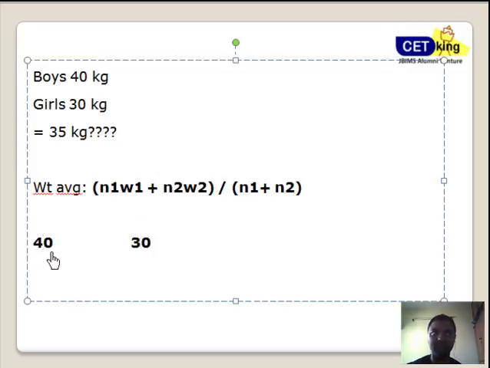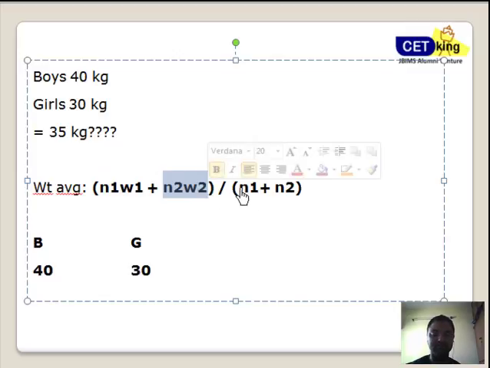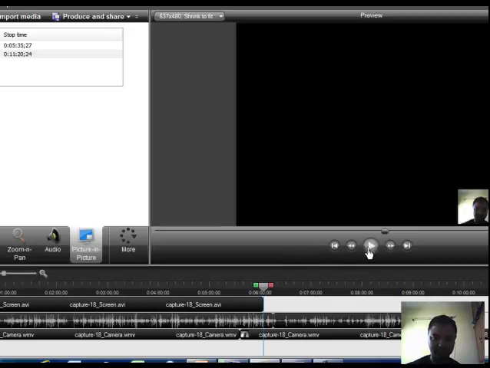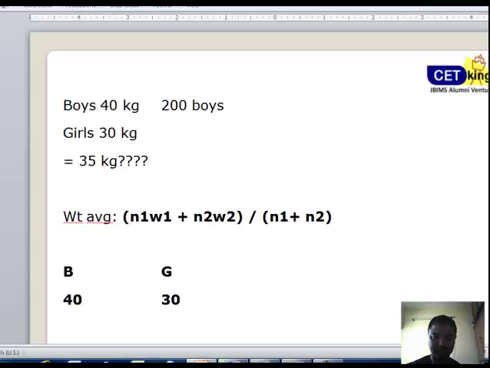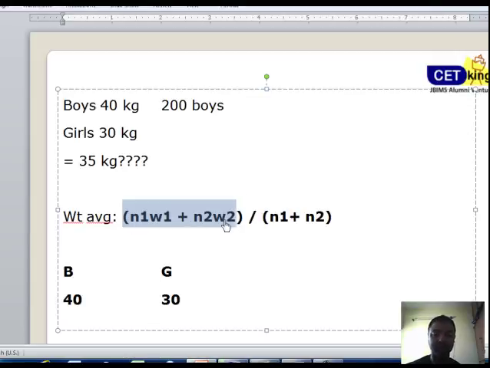around 30. So basically your average will vary according to the number of boys and girls, according to the weighted average. So basically, whoever has more weight, their share of the average is more; whoever has less weight, their share is less. So it all depends on the number of boys and girls. That's why N1 W1 gives the total weight of the boys, N2 W2 gives the total weight of the girls, divided by the total number because we're taking the average. Yes, so N1 W1 is the total weight of boys, N2 W2 the weight of girls, divided by N1 plus N2. That's the common sense behind this.